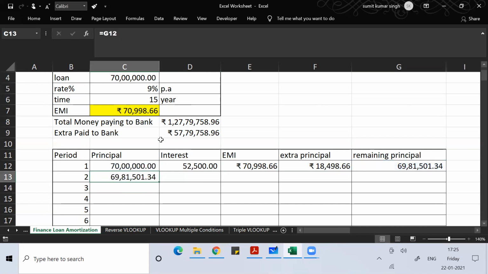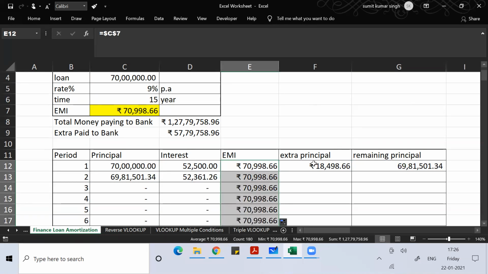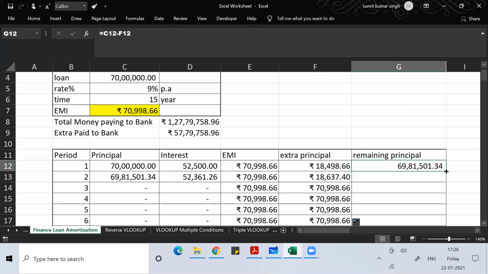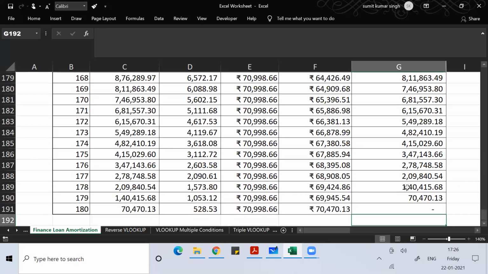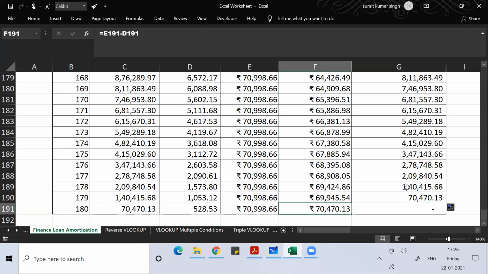Okay, everyone. You just need to double click everywhere. Once you do this, your EMI will always remain the same value. If you check this calculation at the end of the day, you can see the EMI at the end of the day becomes zero.